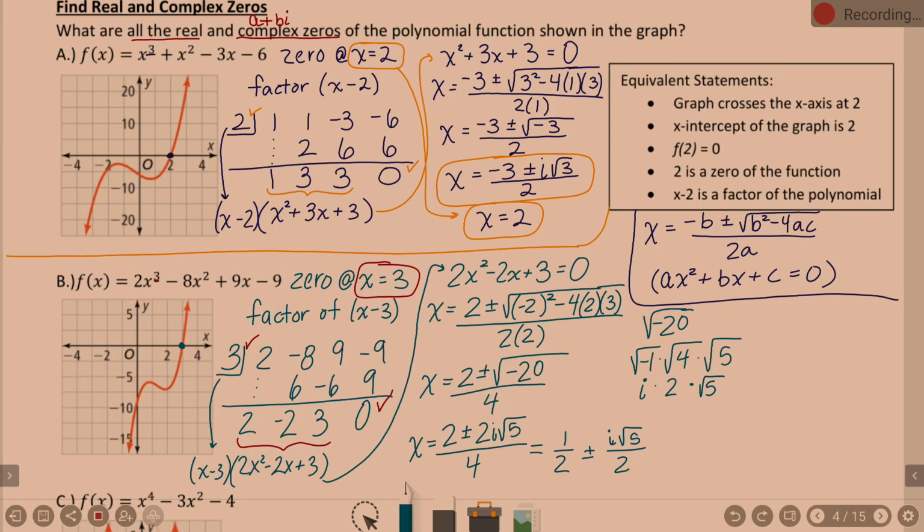Would you take the other one as an answer on the test? I would, definitely. And Savas might. Could you have possibly left that together as 1 plus or minus i square root of 5 all over 2? Possibly. Now, okay, what do you need to give in terms of answers here for full credit? What are all real and complex zeros? x equals 3. So there's 1, 2 with the plus minus, and then there's the 3.